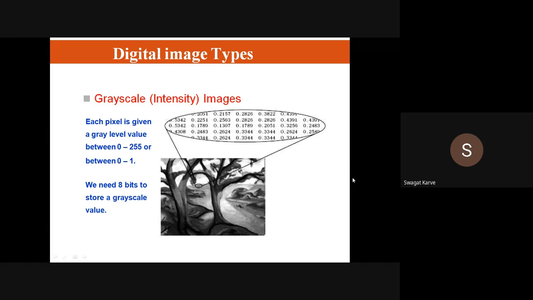If you choose that b is equal to 8, then what will you get? 2 raised to 8 will be 256. That means for a single pixel you are using 8 bits to represent that pixel, and you will get 256 gray levels, right? Each pixel is given a gray level value between 0 and 255. So in that case, 0 will be black, and the maximum value, that means 255, will be white. In that way we are deciding which type of image it is.